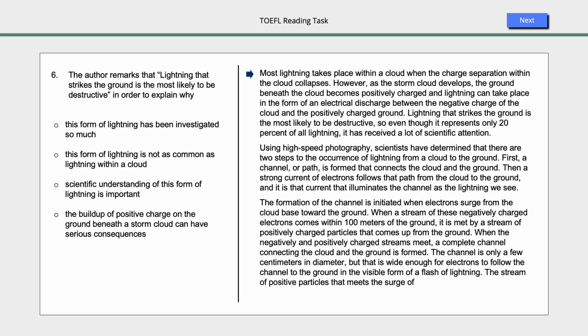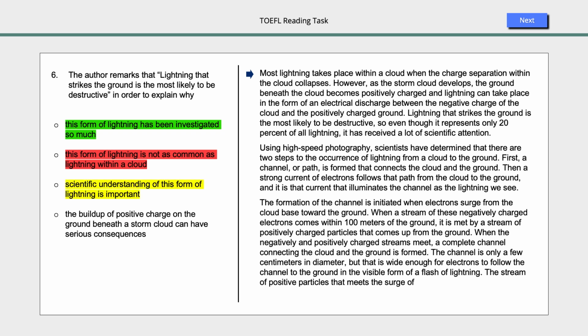The first option says, this form of lightning has been investigated so much, and the passage says, lightning that strikes the ground is the most likely to be destructive, so even though it represents only 20% of all lightning, it has received a lot of scientific attention. The word so indicates that the cause of receiving a lot of attention is that it's so destructive, so this is the correct option. The next option says, this form of lightning is not as common as lightning within a cloud. While this information is true, it's not why the author says it's more destructive.